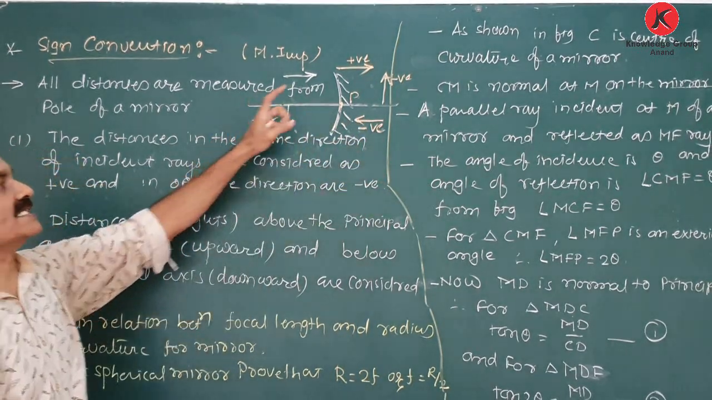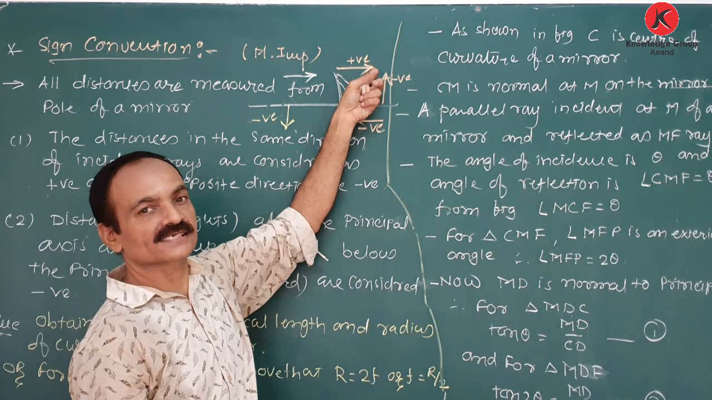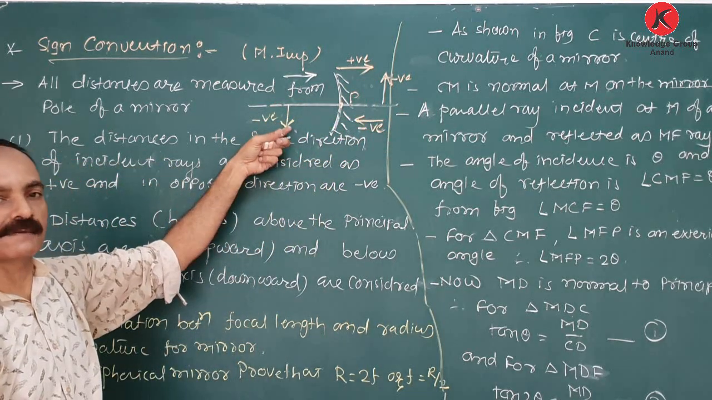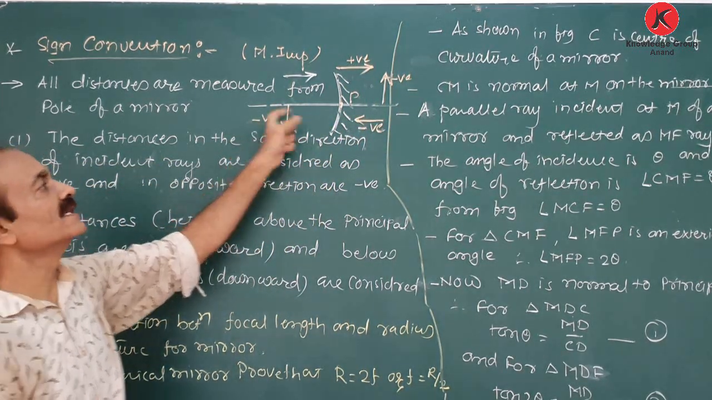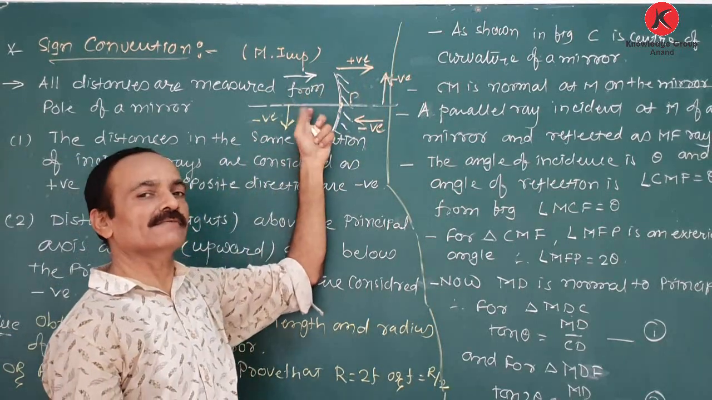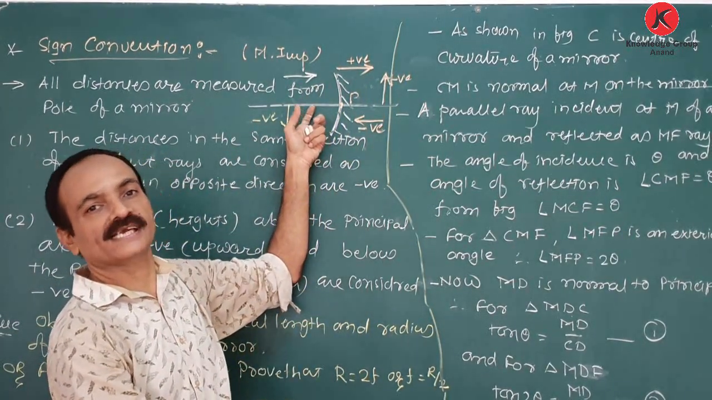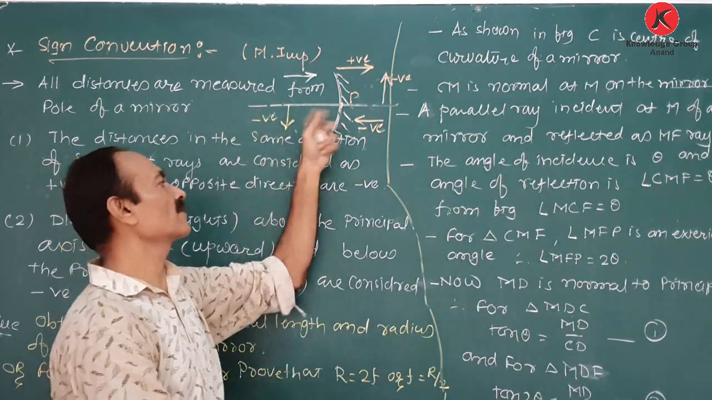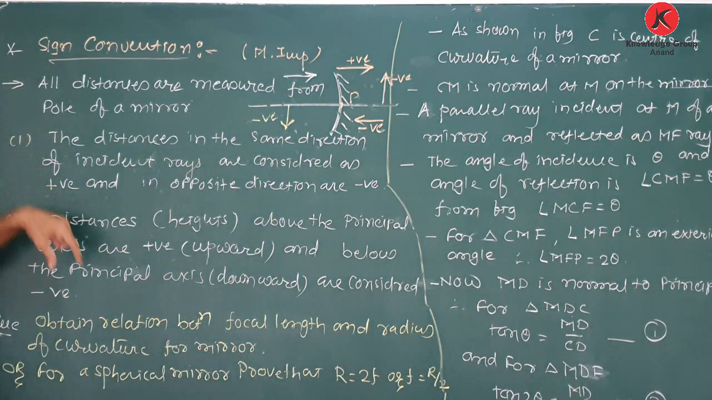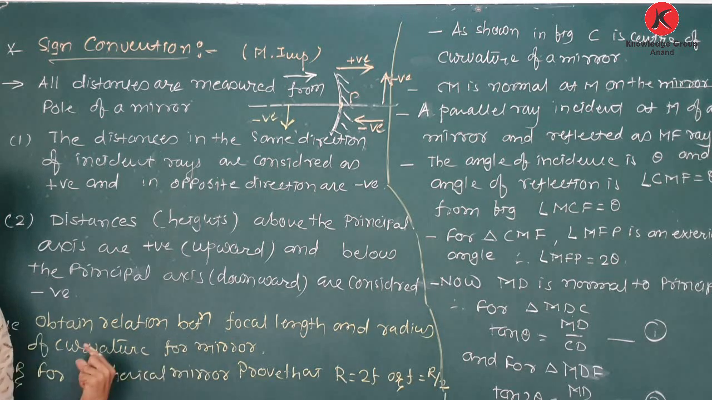The distances above the principal axis are considered positive and below the principal axis are considered negative. Generally, upward and downward distances are measured to find the height of the object and the height of the image. Now, after that, the most important question for 2 marks.